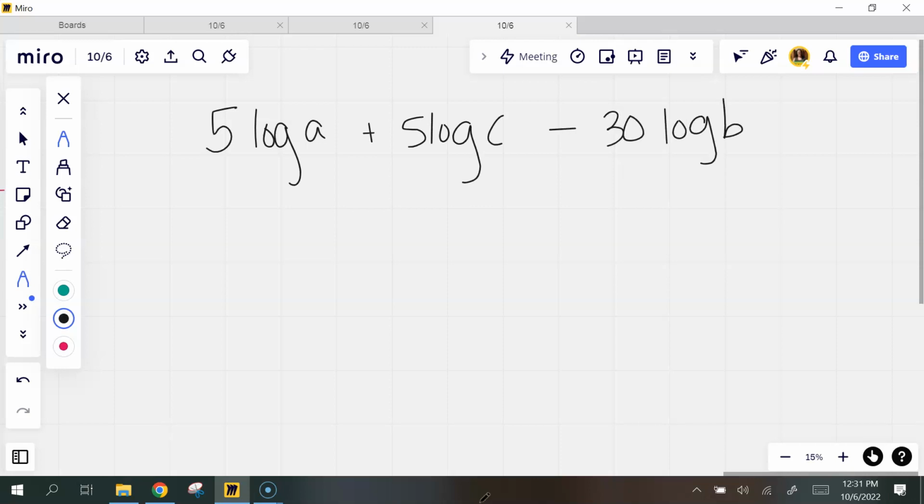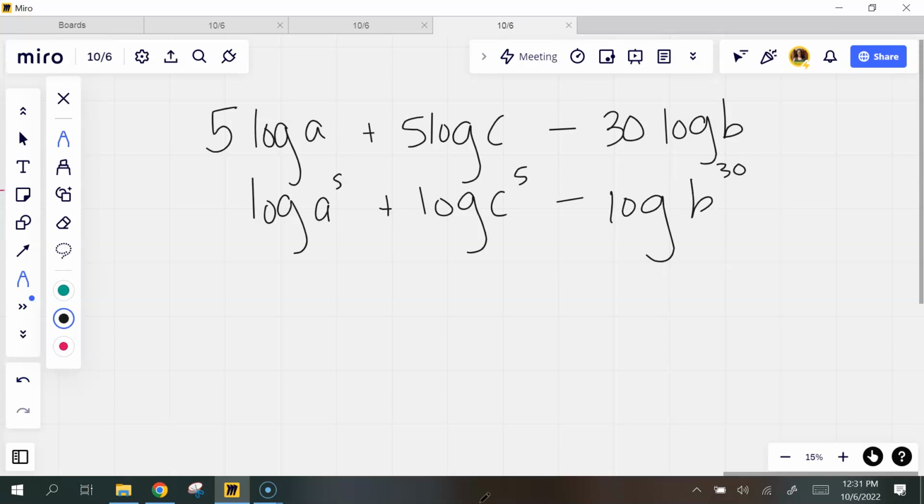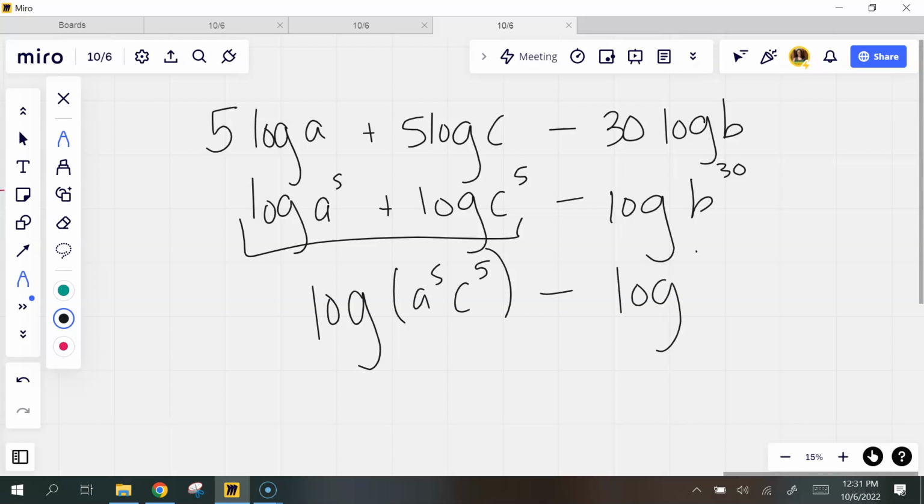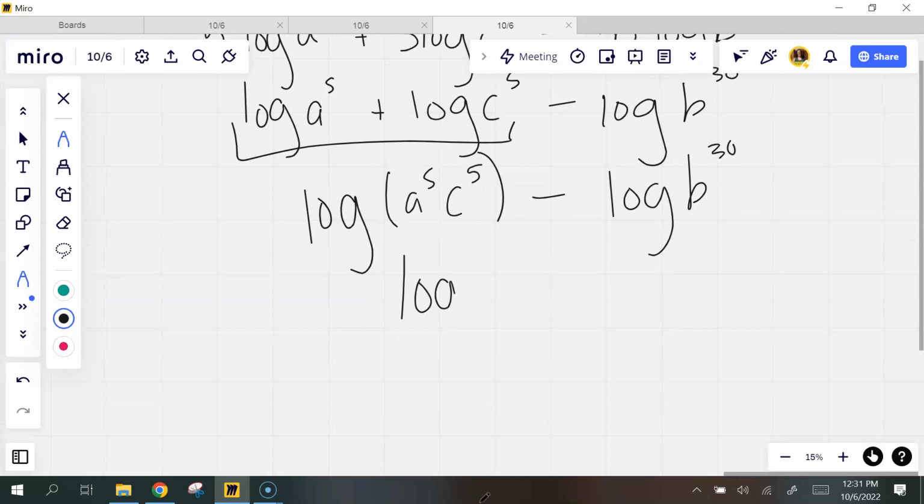B. I'm going to do the exponents first. Log a to the 5th plus log c to the 5th minus log b. Now divide. Now, if you want to put those two together with the same exponent of 5, you can. You don't have to.